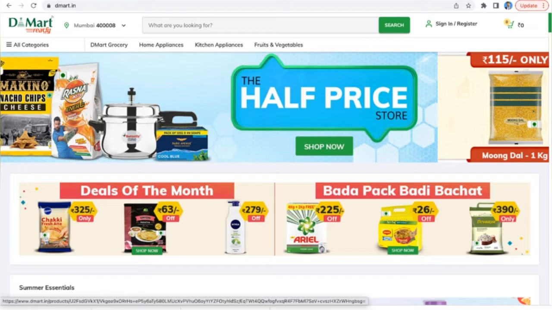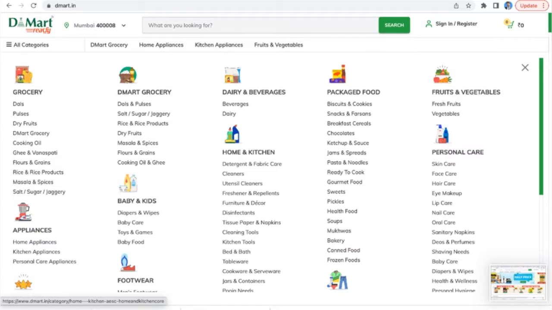So this is the DMart Ready website that we have. The products on the DMart website are classified into various categories so that it is easier for people to find the right products and make the right purchase decision. There are various categories like grocery, DMart grocery, baby and kids, and each of these has items related to that, which makes it easier for people to browse through the correct products that they need.